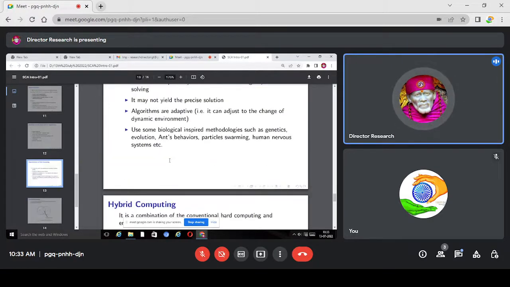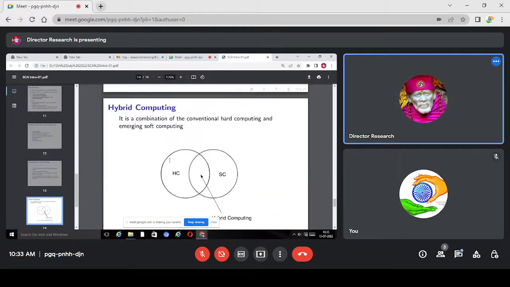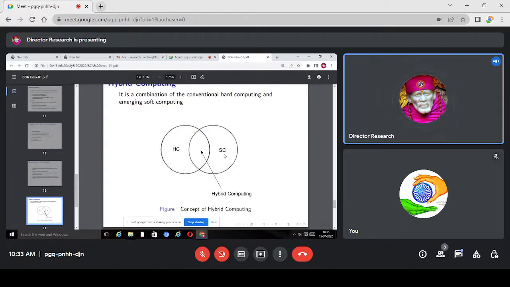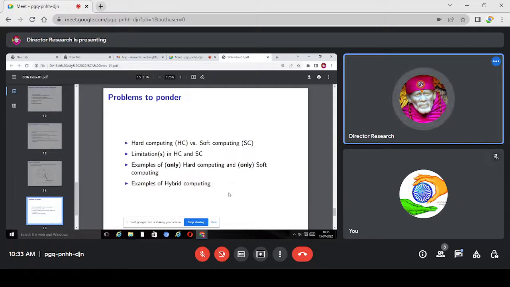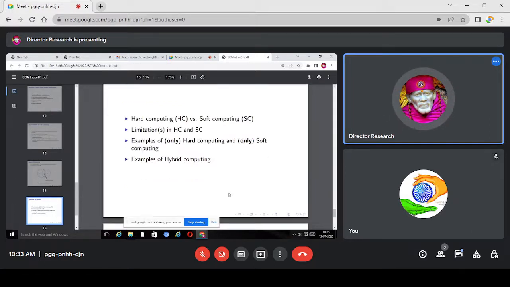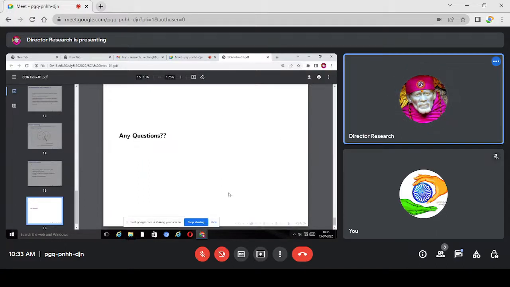Hybrid computing is a combination of conventional hard computing and emerging soft computing. HC is hard computing, SC is soft computing. The combination of both is nothing but hybrid computing. Problems pertaining to hard computing versus soft computing, limitations of hard computing and soft computing, examples of only hard computing and only soft computing, examples of hybrid computing, and so on.